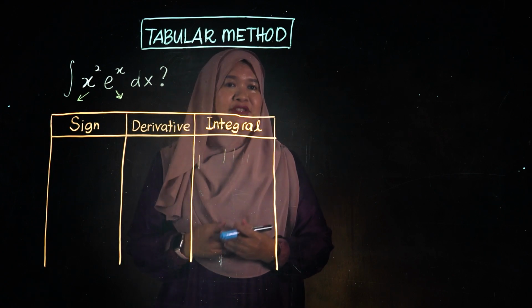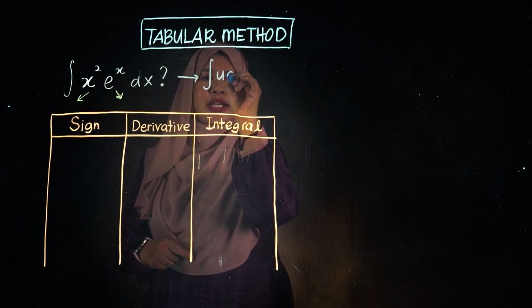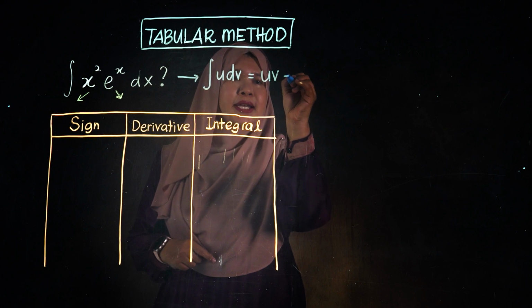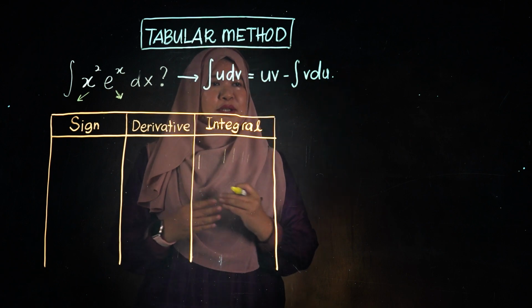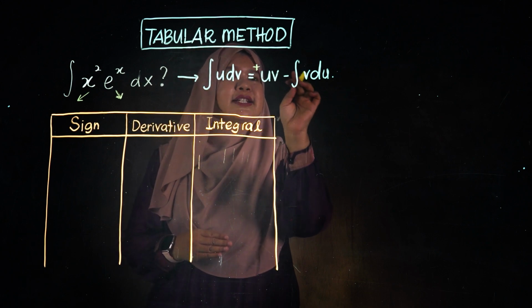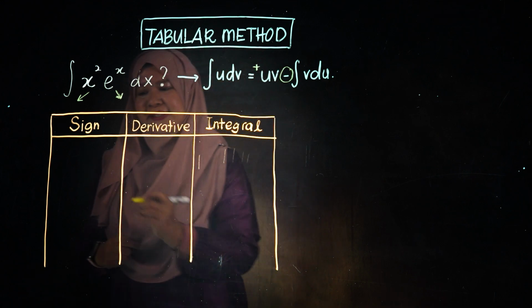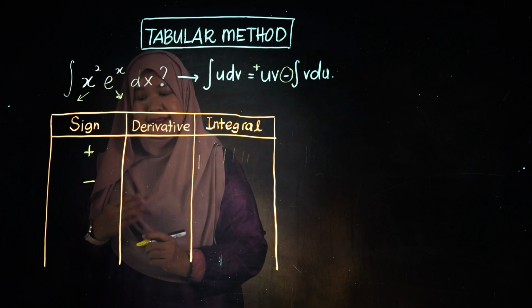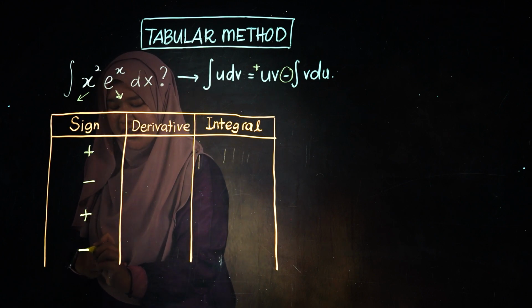When we are dealing with integration by parts, we have this formula: the integral of u dv is equal to u times v minus the integral of v du. Notice that the first term has a positive sign and the second term has a negative sign, so the signs will alternate. That means the first sign is positive, the second is negative, then the third is positive and the last is negative.